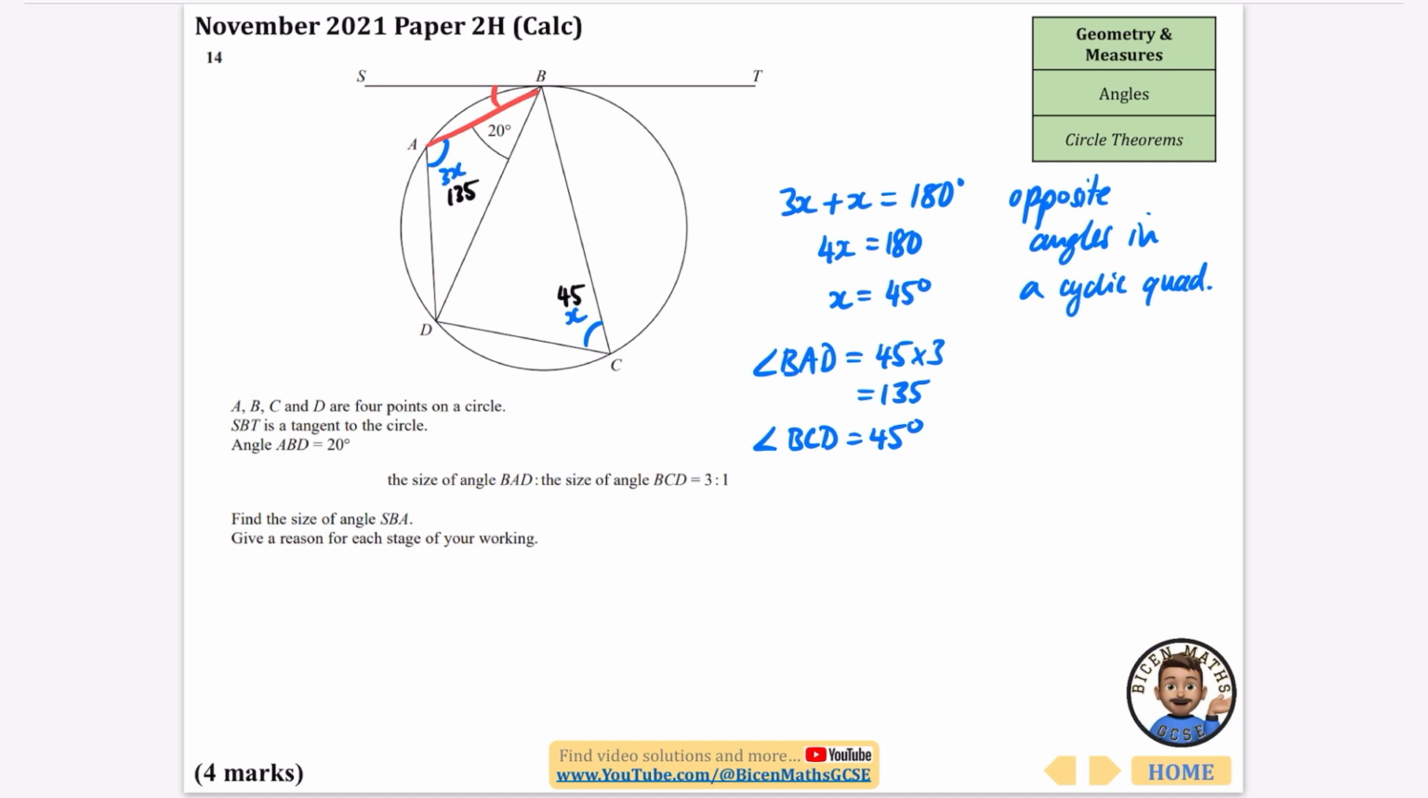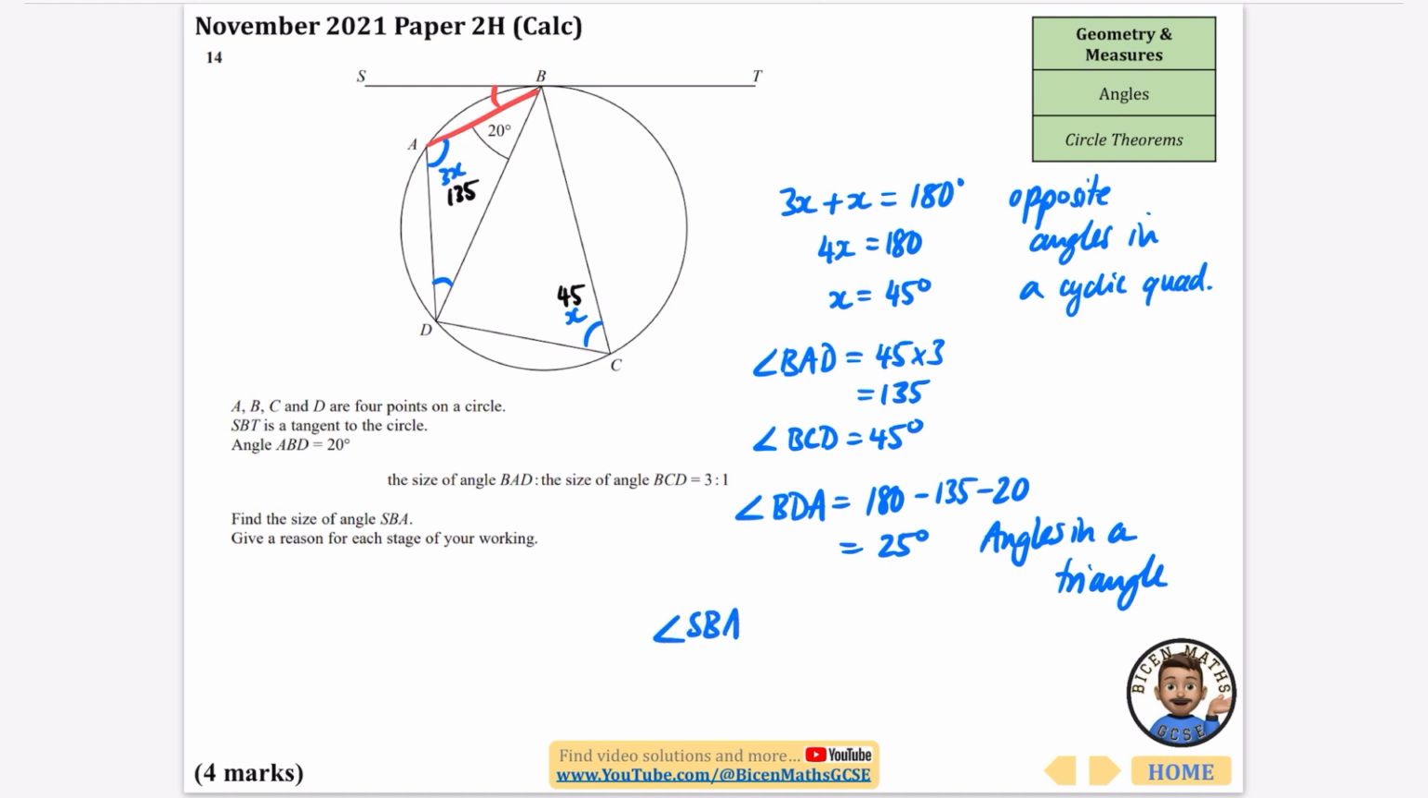I'm going to continue by finding this angle. The next one I'm going to find is angle BDA, and that's going to be equal to 180 minus 135 minus 20. So that's 180 minus 155. That is 25 degrees. So BDA is 25 degrees, and that's because of angles in a triangle. And so we're going to do our last part now, which is to say that angle SBA is equal to 25 degrees, and that's because of the alternate segment theorem.